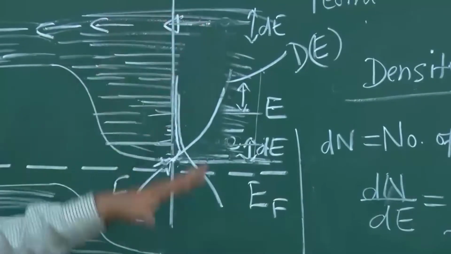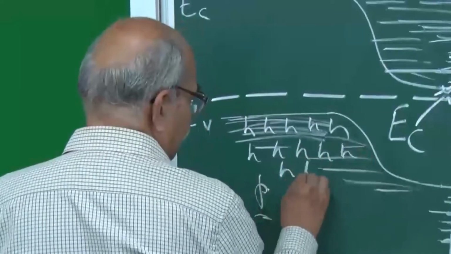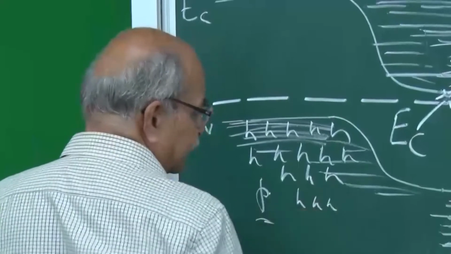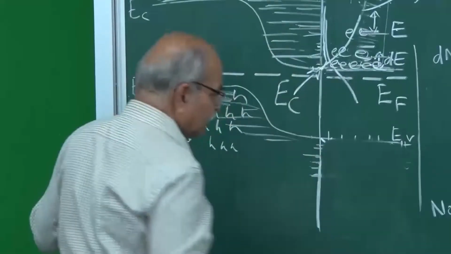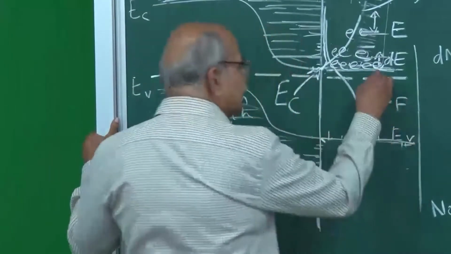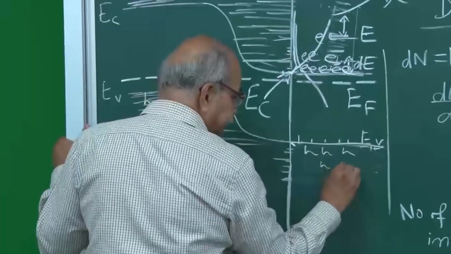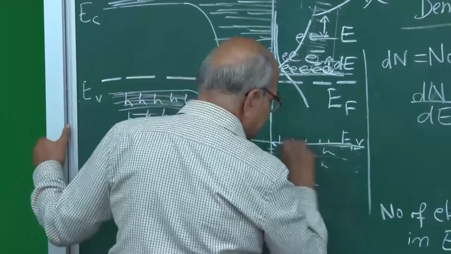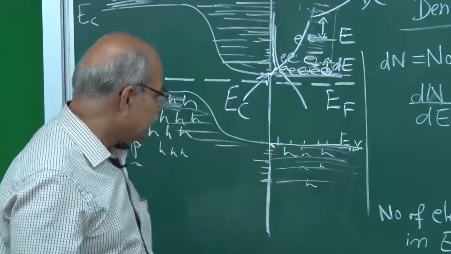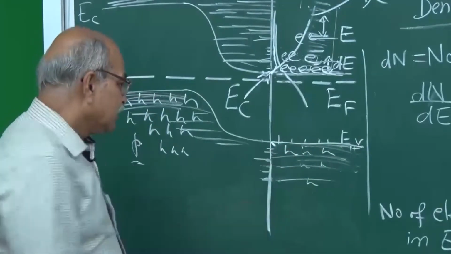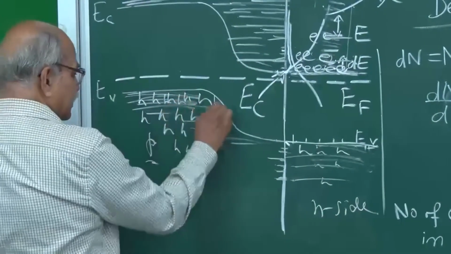Similar will be the case with holes. Large number of holes here. The distribution will be like this. Here, let me modify this. Since this is the n side, the Fermi energy is very, very far away. So you have a very small number of holes here, like this. The distribution is similar. You have a larger number here, lesser number here, lesser number here. But the total number of holes is very, very small here because this is your n side. And here you have a large number of holes because this is the p side.